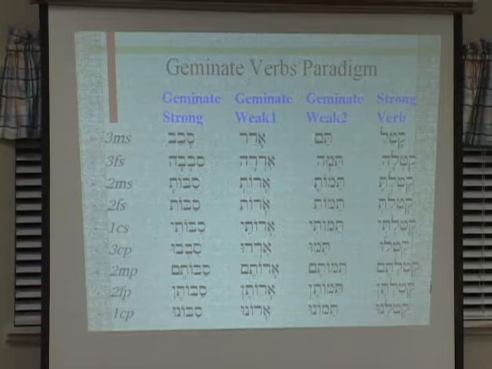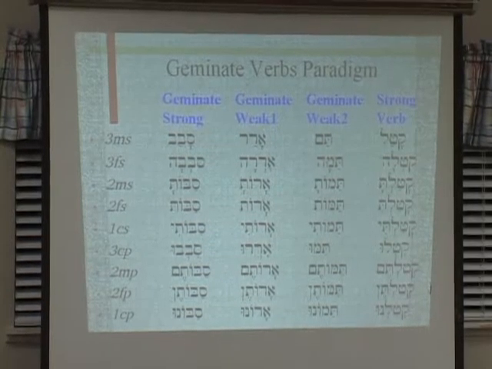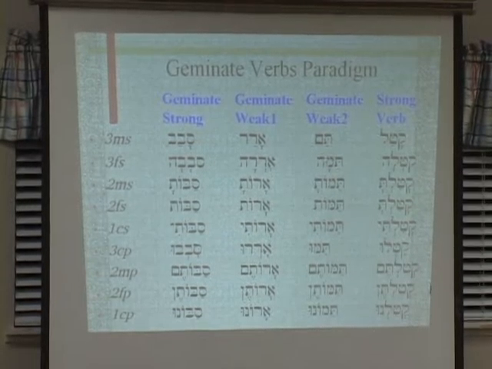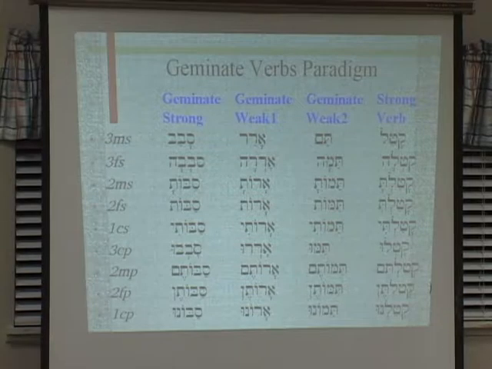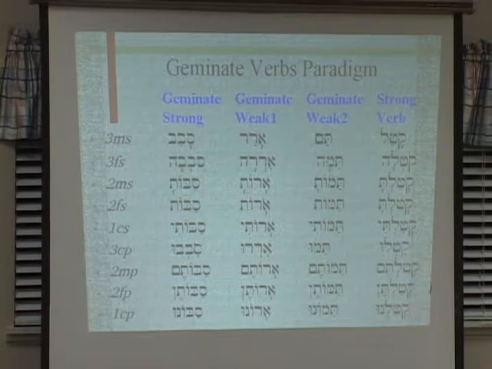But what happens here is whenever you see that holem vav, that's the sign for you in the second column that this is a weak verb with a reduced vowel. Not vowel, but consonant. And you kind of have to memorize it. I mean, that's just plain old memorization drill.